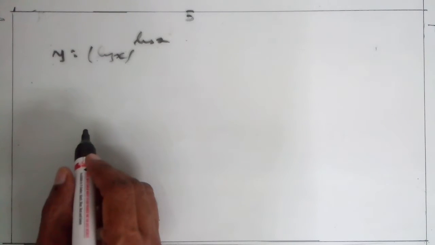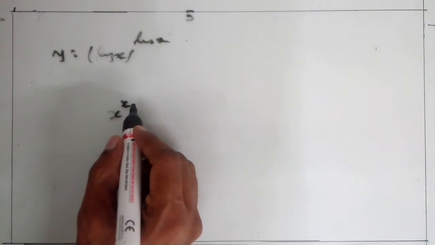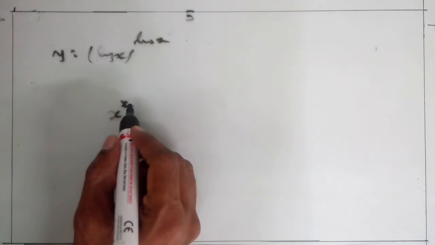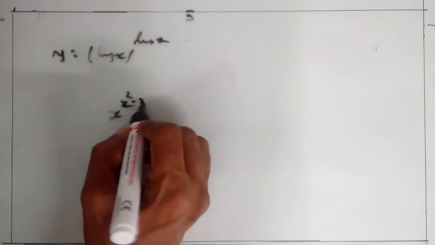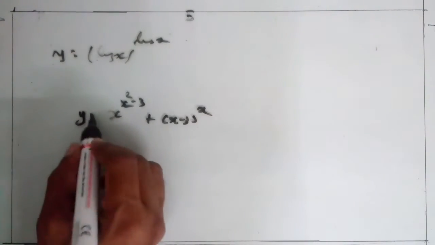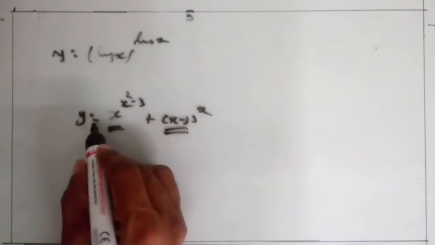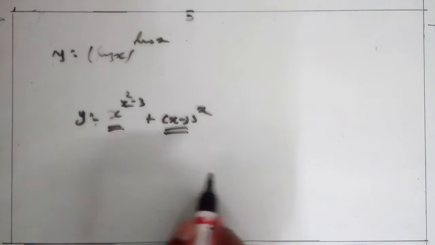Differentiate each term with respect to x. We know that the derivative of x raised to x is x raised to x into (1 plus log x). Similarly, question number 11 is also the same type: x raised to (x² − 3) plus (x − 3) raised to x. So suppose this term is u and this is v. Apply log on both sides and get the derivative. You know how to solve this.